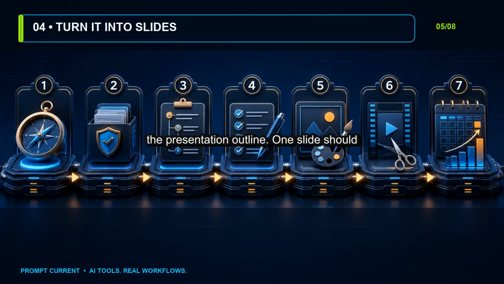Use the approved brief as the only input for the presentation outline. One slide should make one point. Ask for a slide title, one proof element, one visual suggestion, and speaker notes for each slide. Keep citations in the notes or on the slide when the claim matters. Never ask the model to make it persuasive before you approve the facts. Persuasion applied too early creates confident filler.